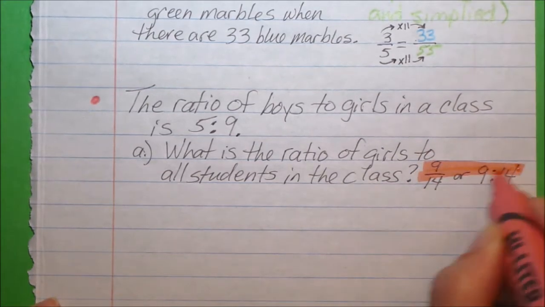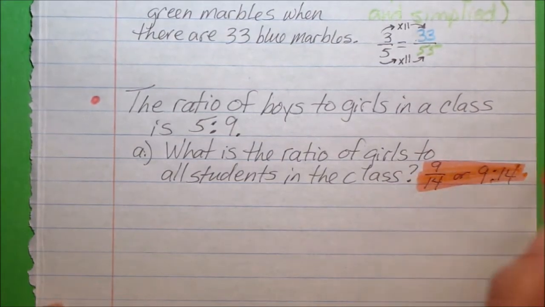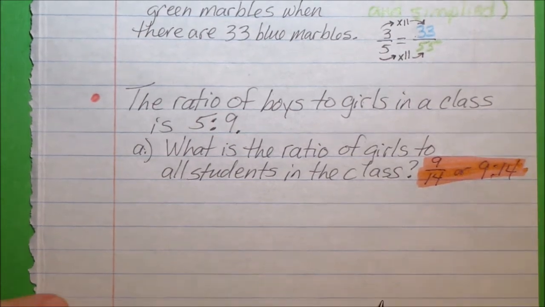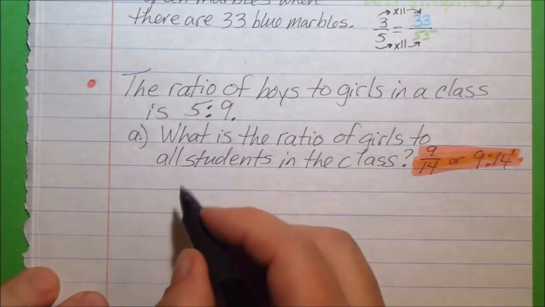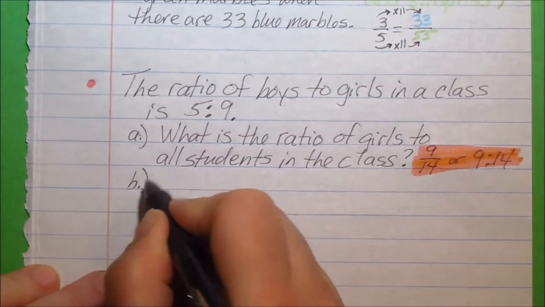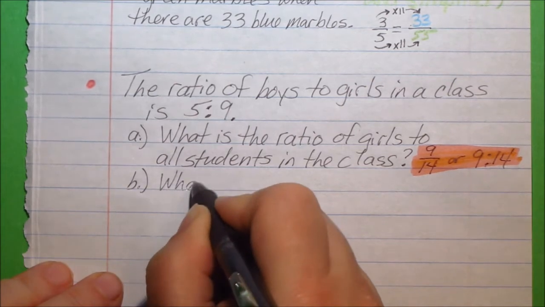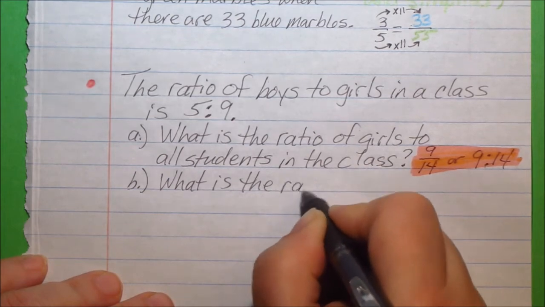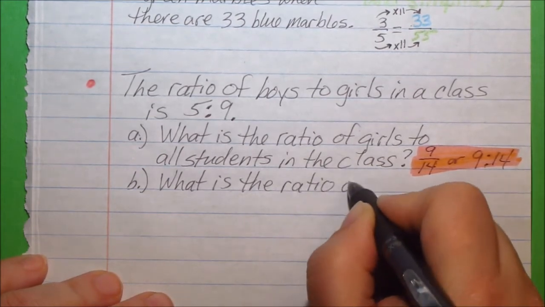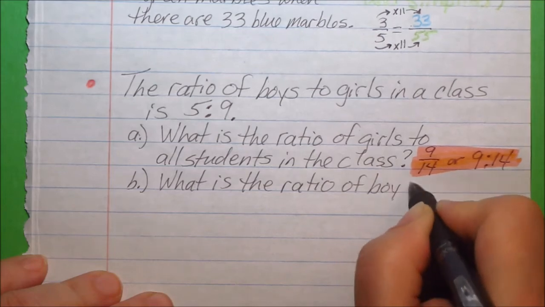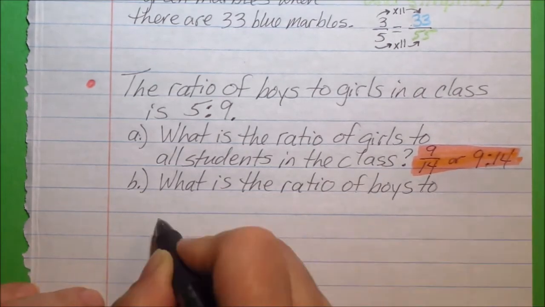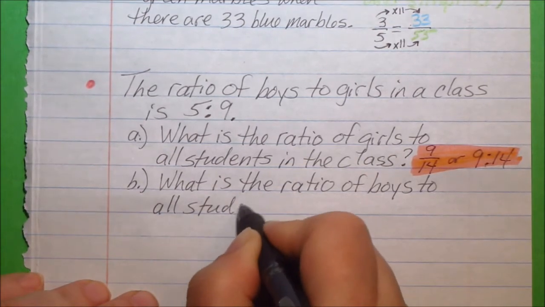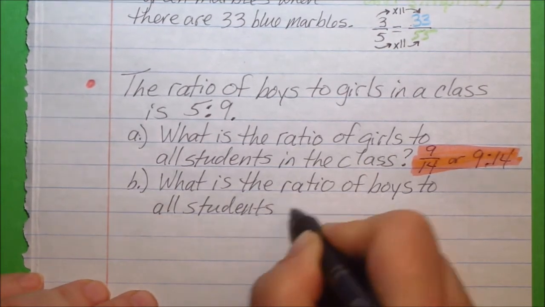Now, what if we were to ask the same question, but this time it's the ratio of boys to all the students in the same class, right? Which is exactly what we are going to do next. So B, what is the ratio of boys to all students in the class?